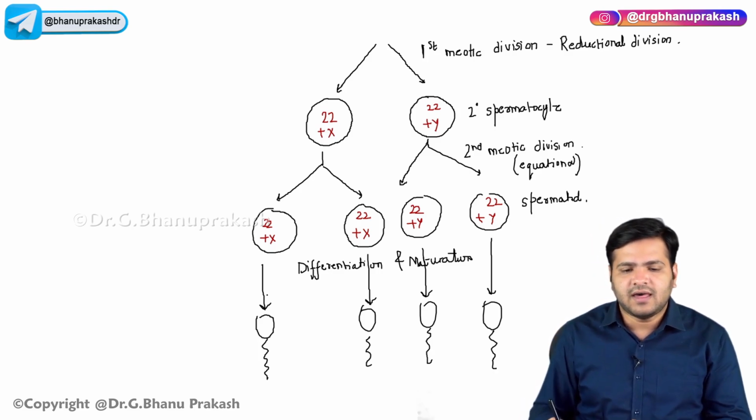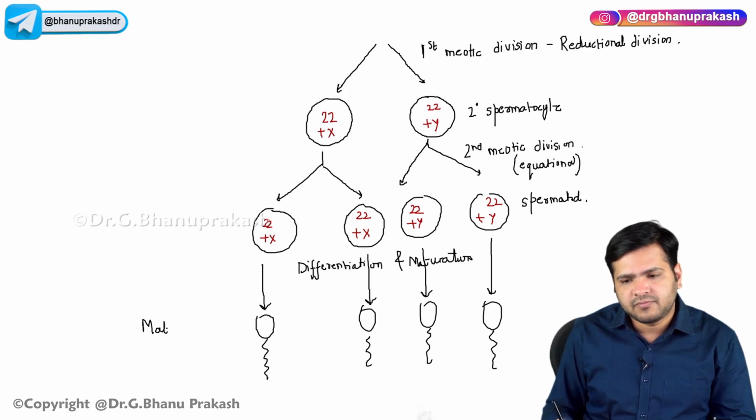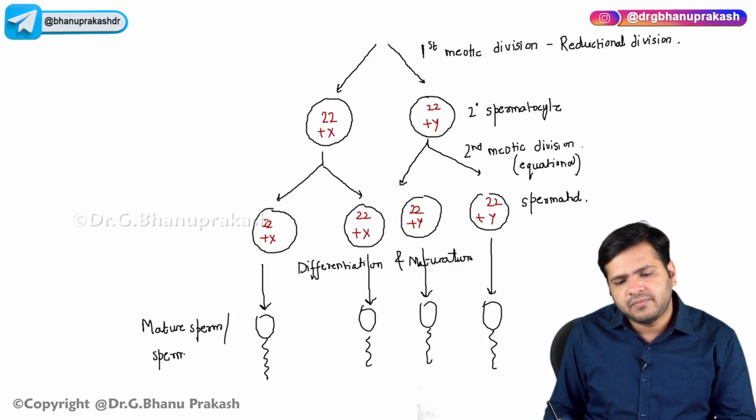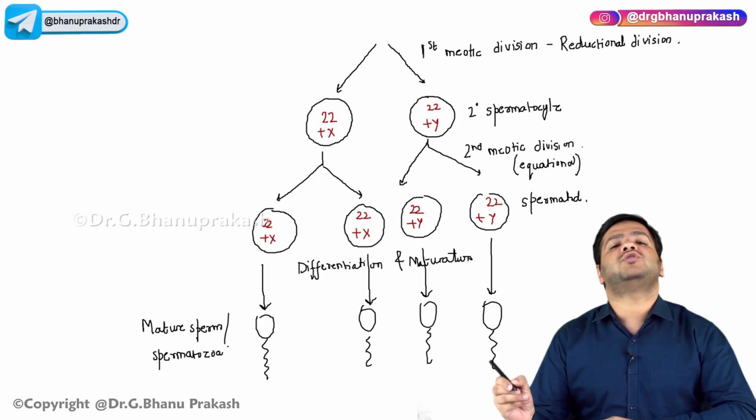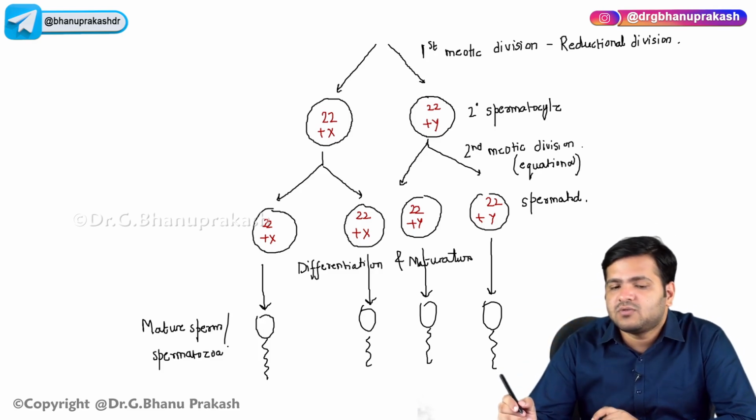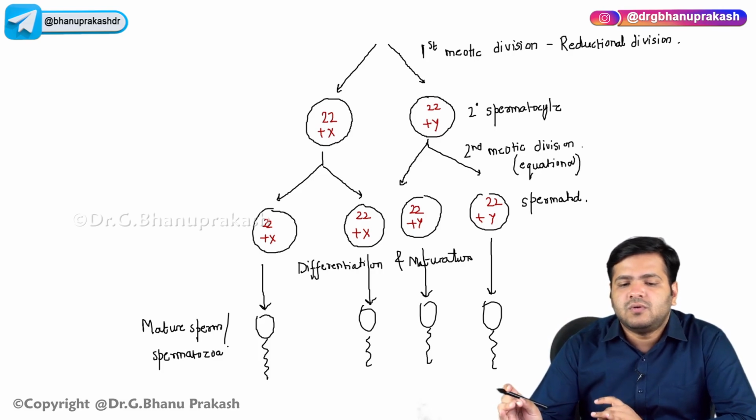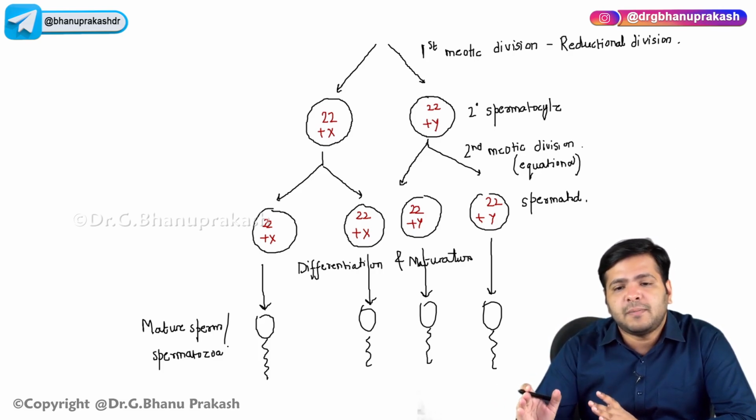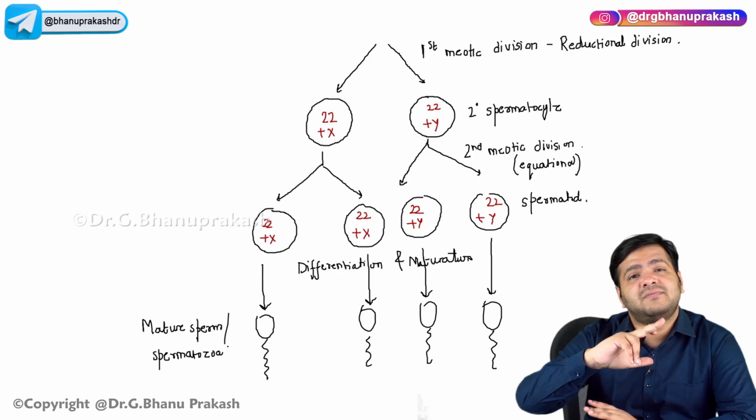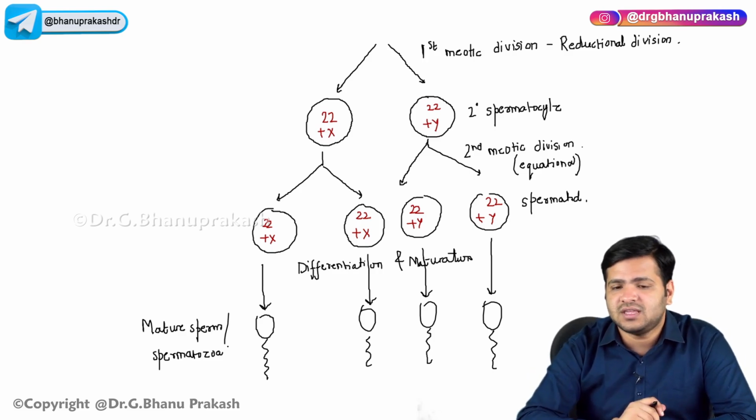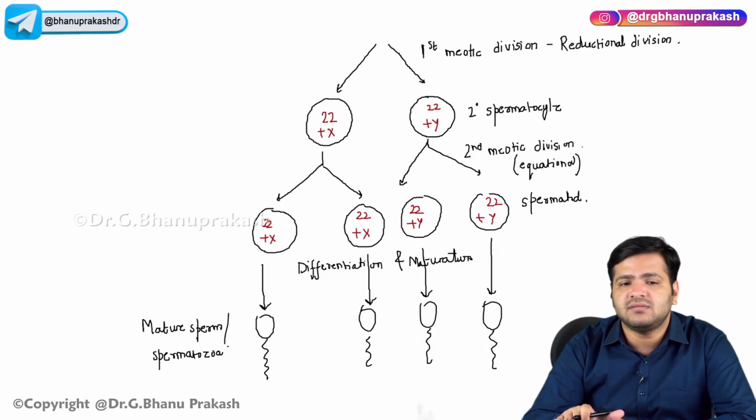So these are called the mature sperms or spermatozoa, right? So the formation of spermatozoa from spermatogonium or spermatogonia is called spermatogenesis. So this was about spermatogenesis.